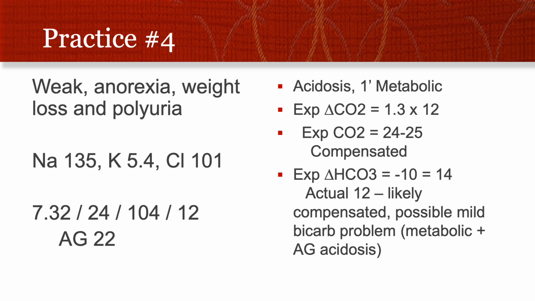If the anion gap is up 10 from 12, so it's 22, the bicarb should go down 10. And so we expect the bicarb to equal 14. And the actual value is 12. This is likely appropriate and within lab error. However, the bicarb is lower than it should be, so it may be that you have a mild bicarbonate problem as well as your anion problem. But again, probably within the range of normal, which for most of these labs is plus or minus 2.